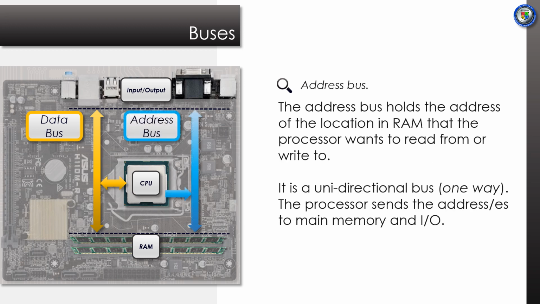The second bus is the address bus. The address bus holds the address of the memory location in RAM that the processor wants to read from or write to. It is a unidirectional bus, which means it's one way. The processor sends the address or addresses to main memory and input-output.